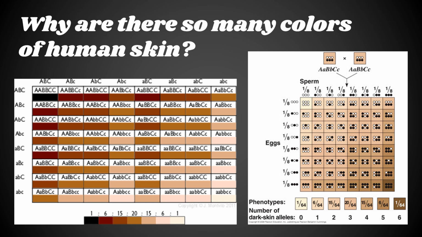Why are there so many colors of human skin? Skin color is what is called polygenic. The prefix poly means many, and genic means genes. This type of trait occurs when many genes code for one trait. The color of a person's skin is determined by the number of dark or light skin alleles that are inherited by a person from their parents.